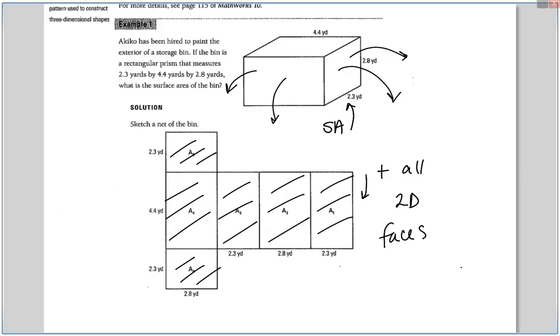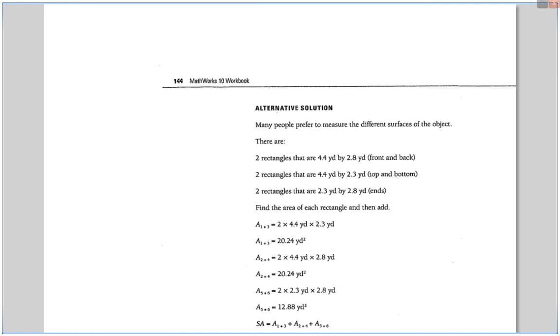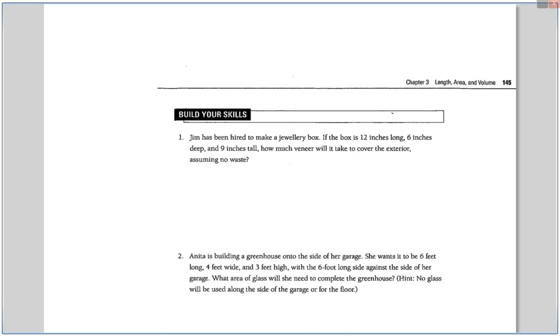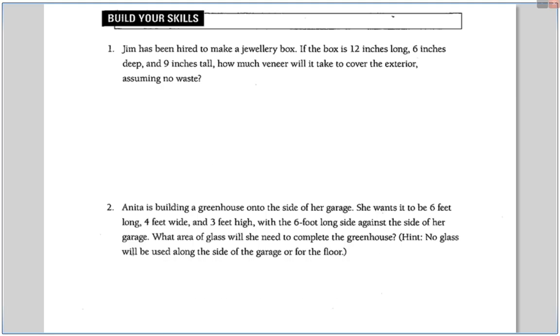There's formulas on the back of your formula sheet, and some shapes are easy, some shapes are a bit different because they have curved surfaces, so there's specific formulas for them. So let's get started on page 145, and we'll do questions starting on number 1 here.